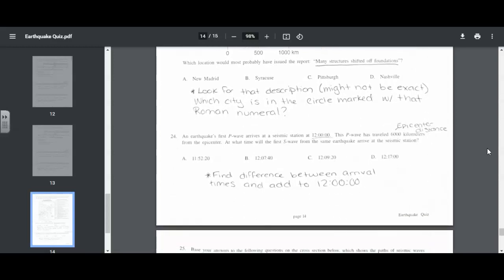Number 24. An earthquake's first P wave arrives at a seismic station at 12 o'clock. This P wave has traveled 6,000 kilometers from the epicenter. At what time will the first S wave from the same earthquake arrive at the seismic station? Okay, so you have the epicenter distance. You need to find the difference between the arrival times and then add that time to 12 o'clock, okay, to figure out when the S wave will get there.